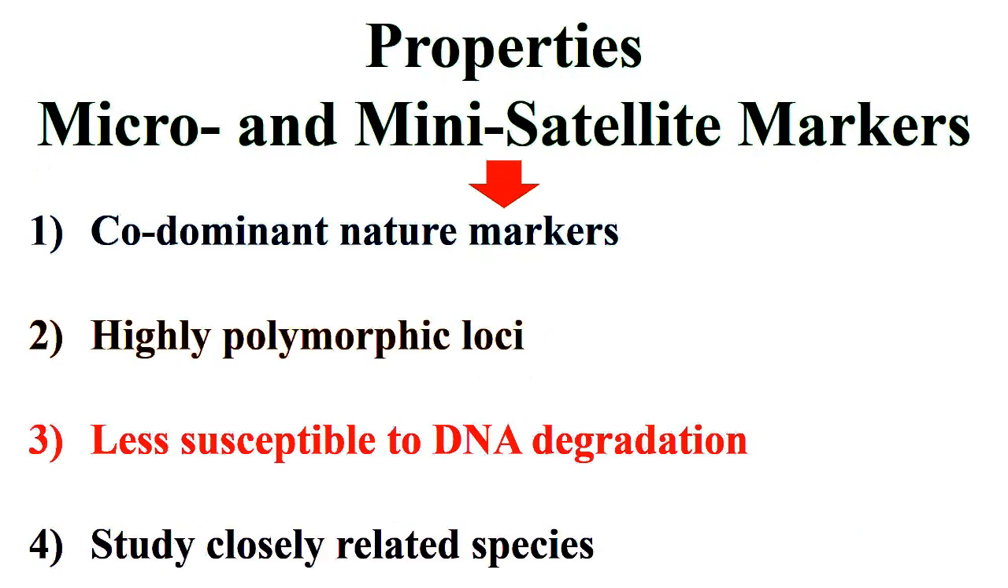Therefore, micro and mini satellite markers are considered co-dominant markers with highly polymorphic loci, less susceptible to DNA degradation, to study closely related species.